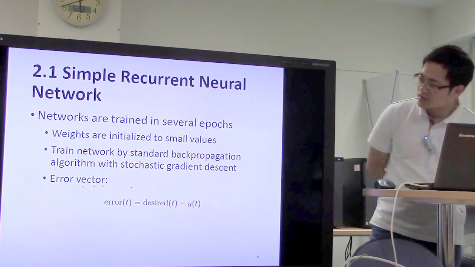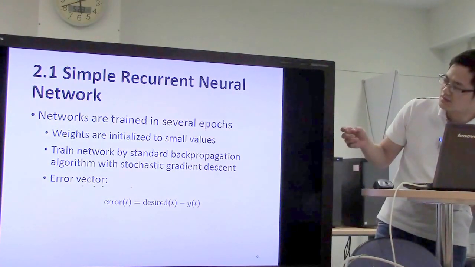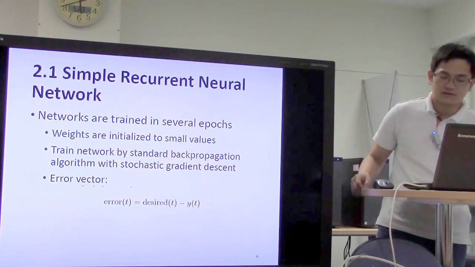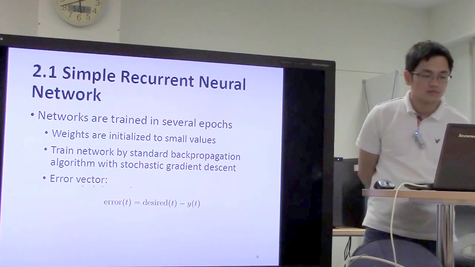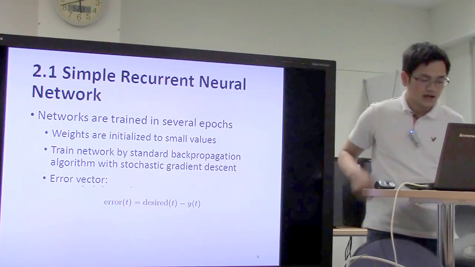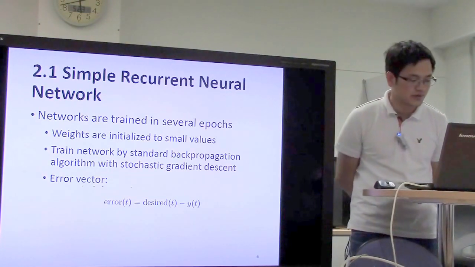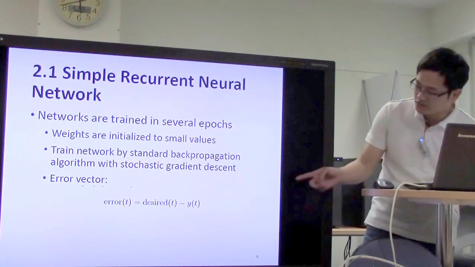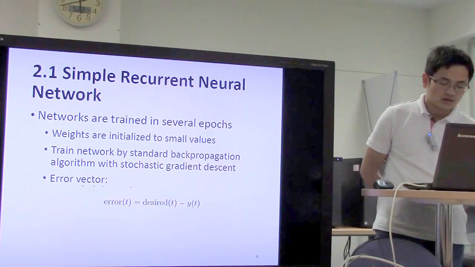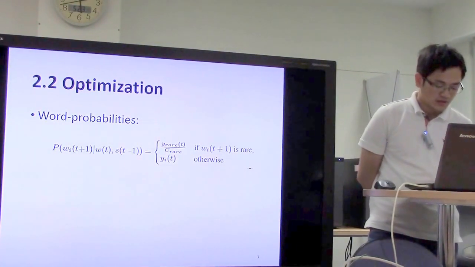So this network is trained in several aspects, and the weights are initialized to small values. The network is trained by the standard backpropagation algorithm with stochastic gradient descent, and for each training step the error vector is computed according to the cross entropy. By this function, d is the desired output of the word, and y is the actual output from the network. So it is the optimization of this function.